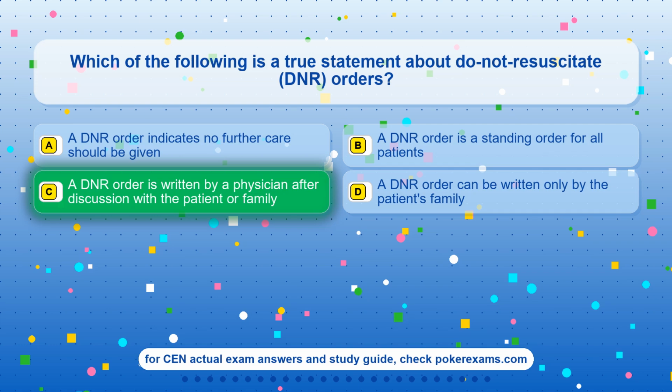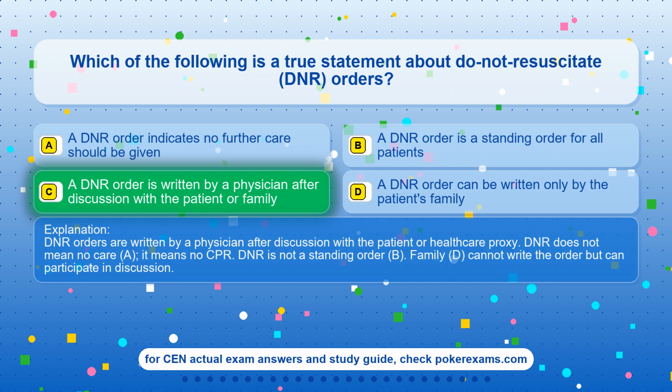The correct answer is option C. A DNR order is written by a physician after discussion with the patient or family. DNR orders are written by a physician after discussion with the patient or healthcare proxy. DNR does not mean no care, A, it means no CPR. DNR is not a standing order, B. Family, D, cannot write the order but can participate in discussion.